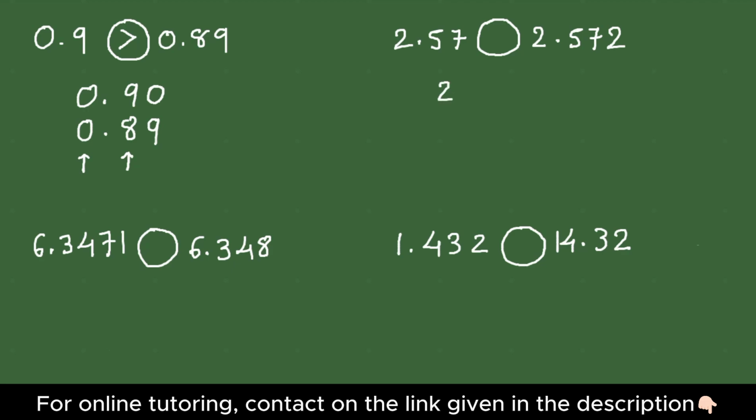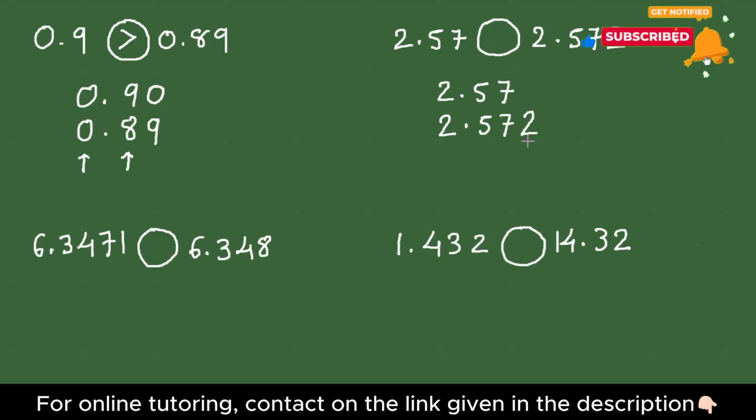Let us do 2.57 and 2.572. We have written both the numbers so that the decimal points are aligned under each other. Now in 2.572 there are three decimal places, so let us write a placeholder 0 in 2.57.